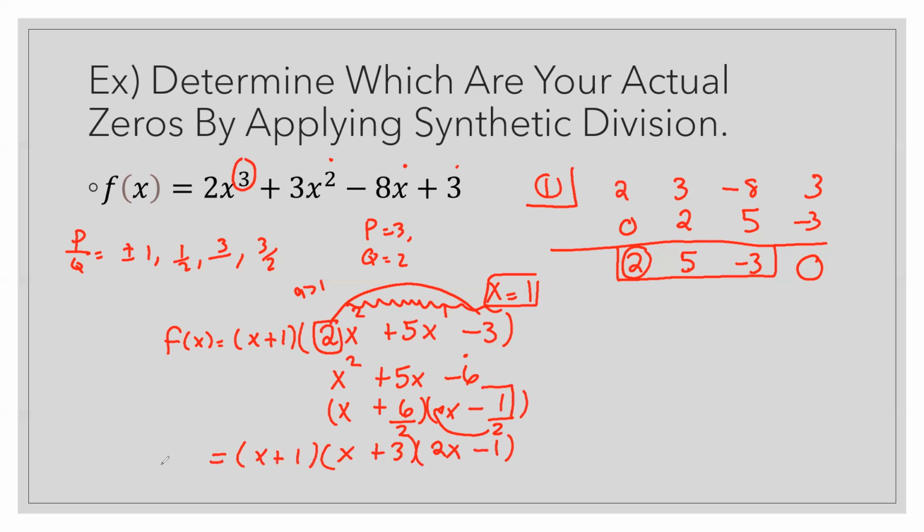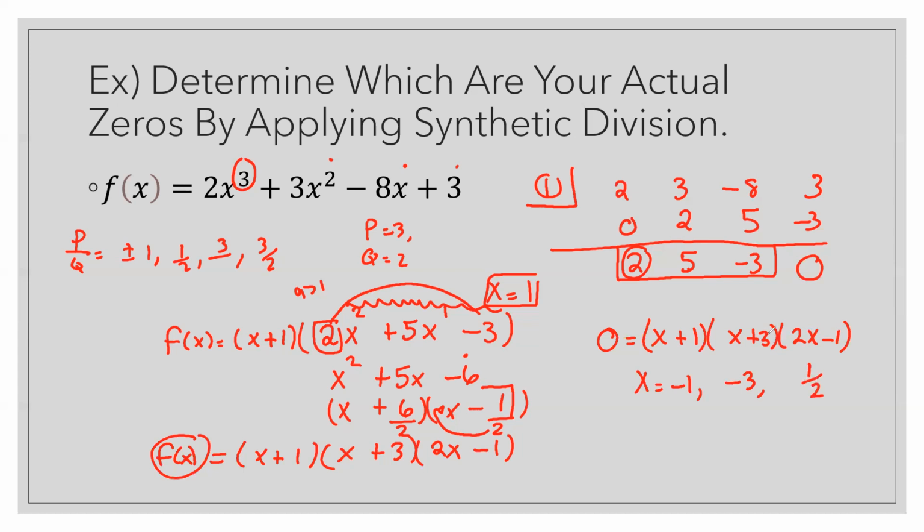Okay, so this is the most factored it can be. It cannot be broken down anymore. But is this our answer? No. If you look at the directions, it says to determine your actual zeros. This is just getting it completely factored, so there's one more step. To find your zeros, to find the x-intercept, you set y to 0. So it's going to be 0 equals x minus 1, x plus 3, and 2x minus 1. So your actual zeros are going to be 1, -3, and +1/2.